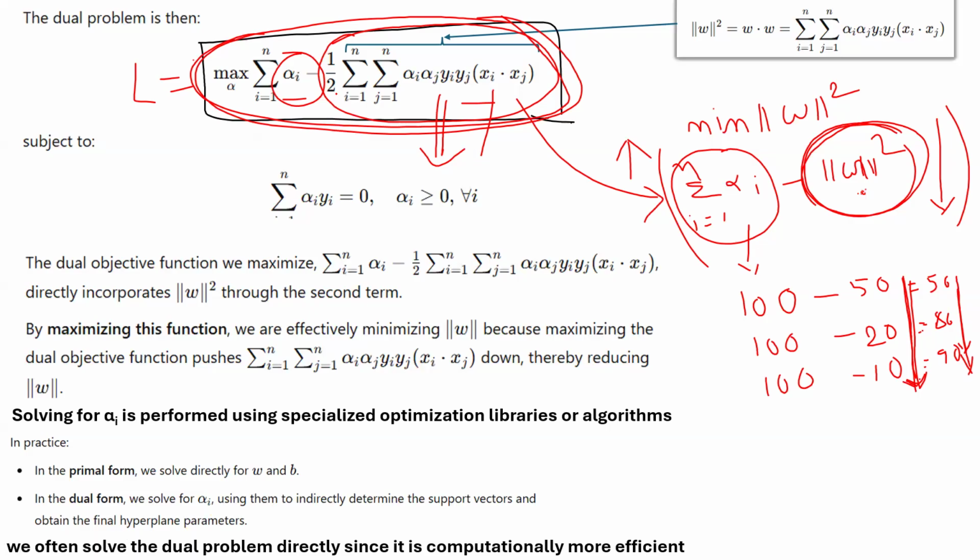In dual form, we solve for alpha, and from alpha, we indirectly determine the support vectors and the hyperplane. That means using alpha, we determine W, and from W, we determine B. Okay, but in primal form, we directly solve for W and B to form the hyperplane. So we often solve the dual problem directly, since it is computationally more efficient. Okay, dual form is more efficient, even though if you look at this, it is order of n square.